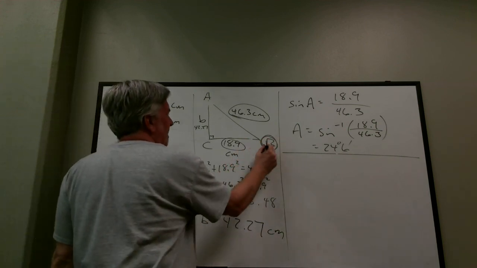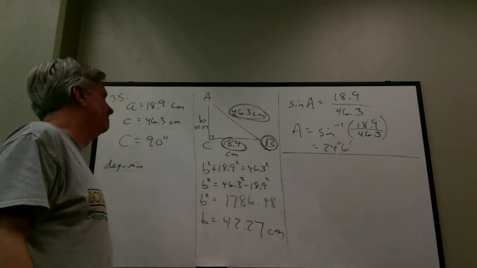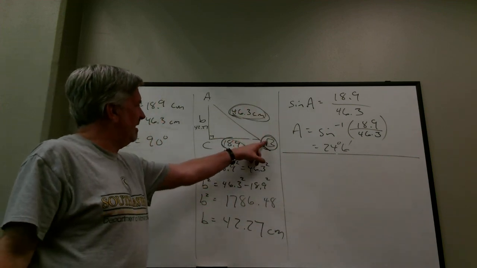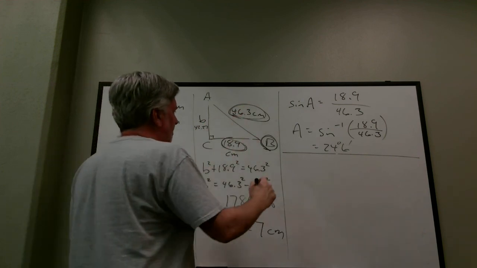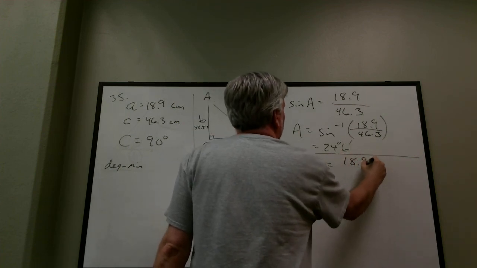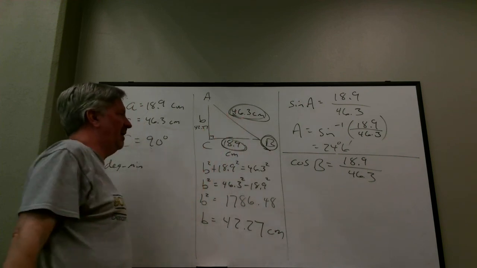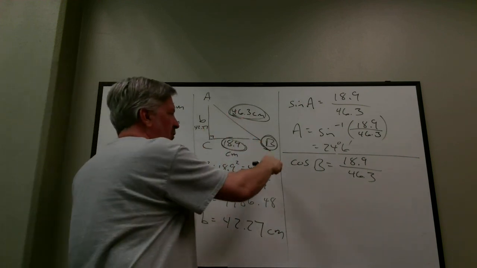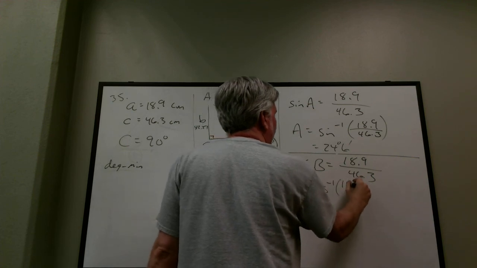I'm going to choose the acute angle B and choose the two sides that we're given. Now, what trig function relates angle B to these two? Notice this is the adjacent, the hypotenuse compared to B, so that's cosine. So cosine of B is 18.9 over 46.3. Cosine is adjacent over hypotenuse. Cosine of an angle is a number, so B is cosine inverse of the number.